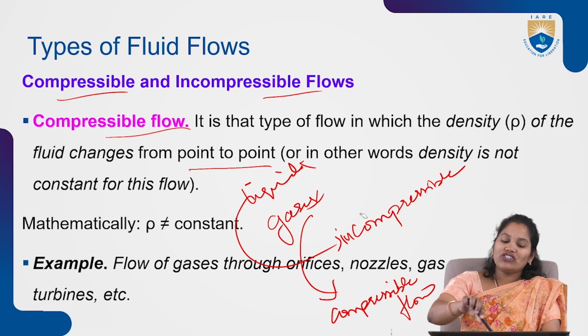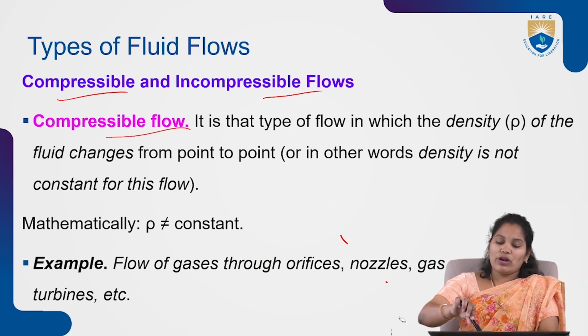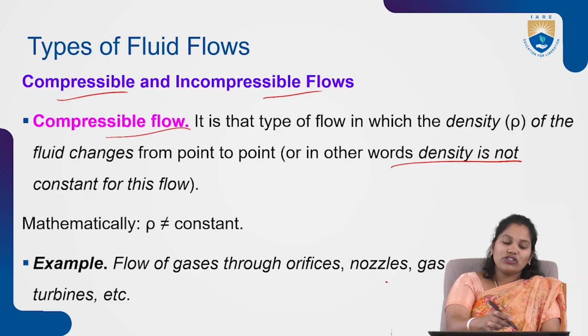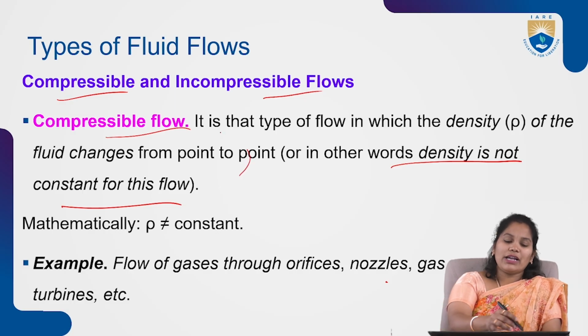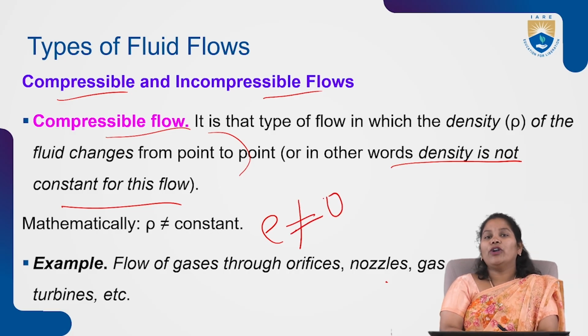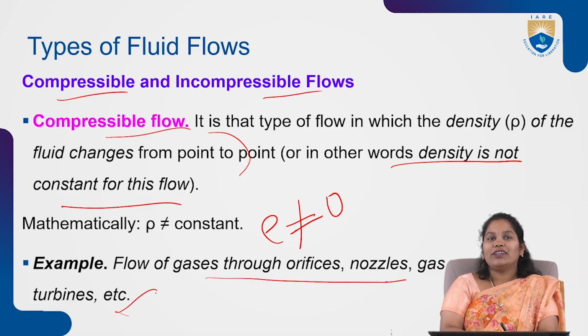Here the density is changing from point to point. This type of flow is called compressible flow. Density is not constant throughout the flow. That fluid is a compressible fluid. Mathematically it is written as rho is not constant. Examples: flow of gases through orifices, nozzles, gas turbines, etc. These are examples of compressible fluids.